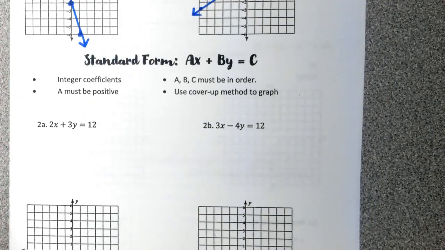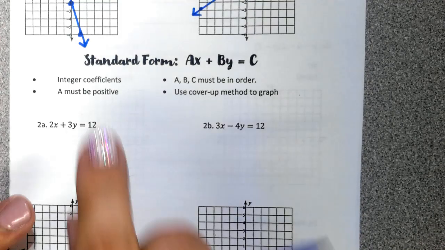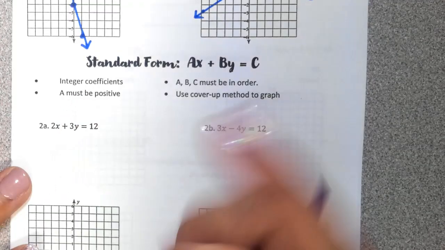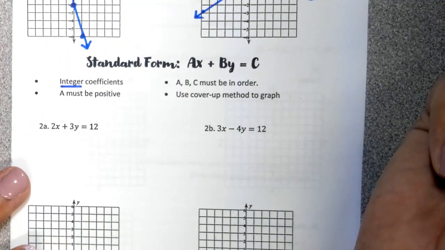Standard form. Did y'all learn standard form last year with Ax plus By equals C? So we're probably actually going to go a little bit more in depth and annoying into standard form, but what I need you to know is standard form has integer coefficients. What does this word integer mean?